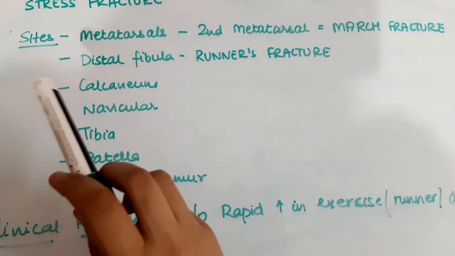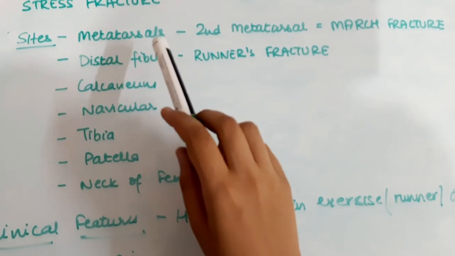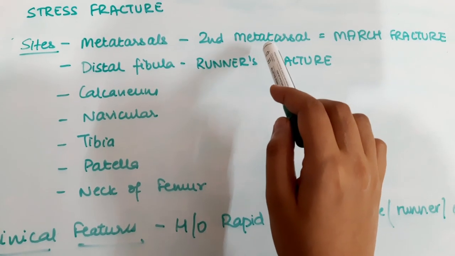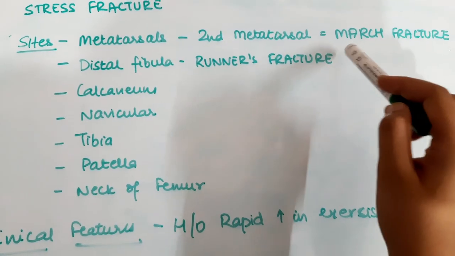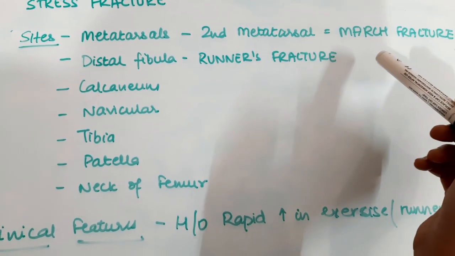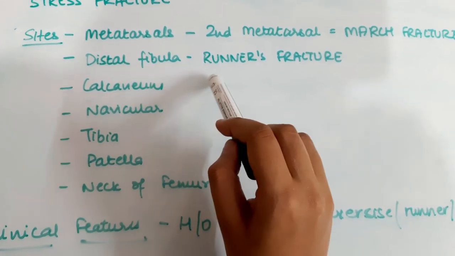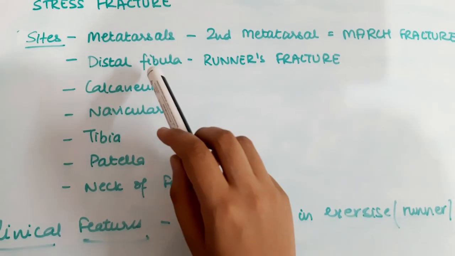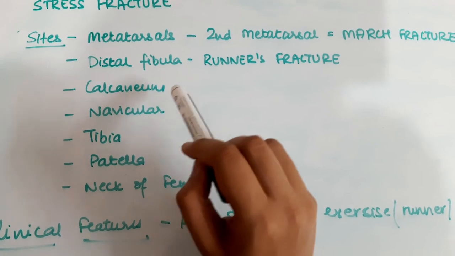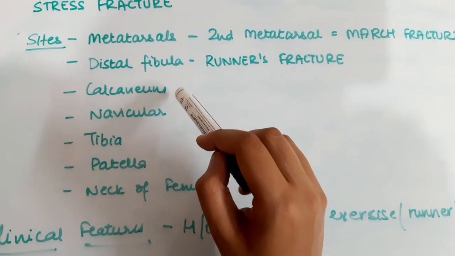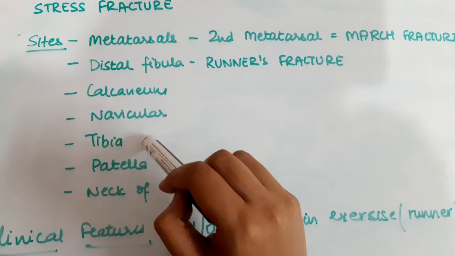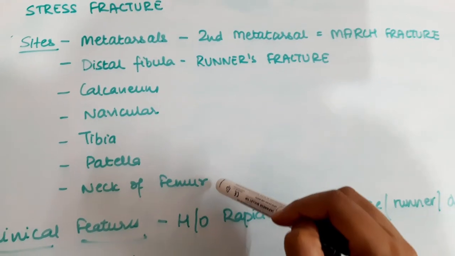The most common sites where we can see stress fractures are the metatarsals, especially the second metatarsal. It is seen in soldiers and it is also called march fracture, which of course is due to excessive marching in soldiers. In runners, there will be a runner's fracture which is seen in the distal shaft of the fibula. Other than that, these fractures can be seen in the calcaneum bone, navicular bone, tibial shaft, the patella, and the neck of femur.